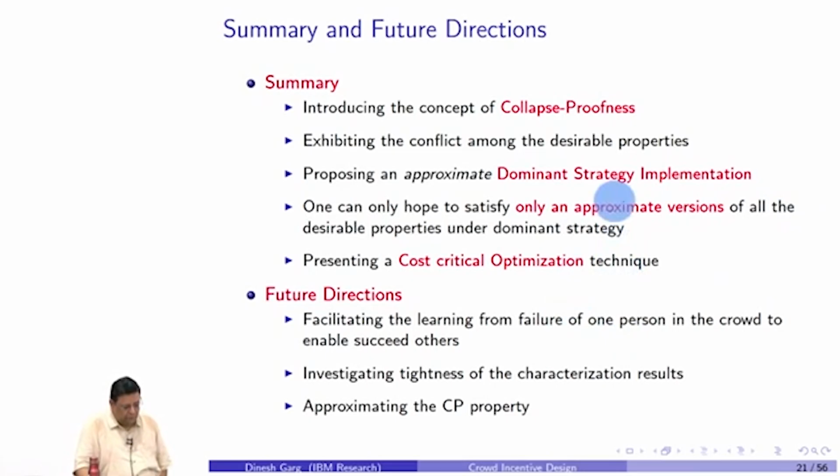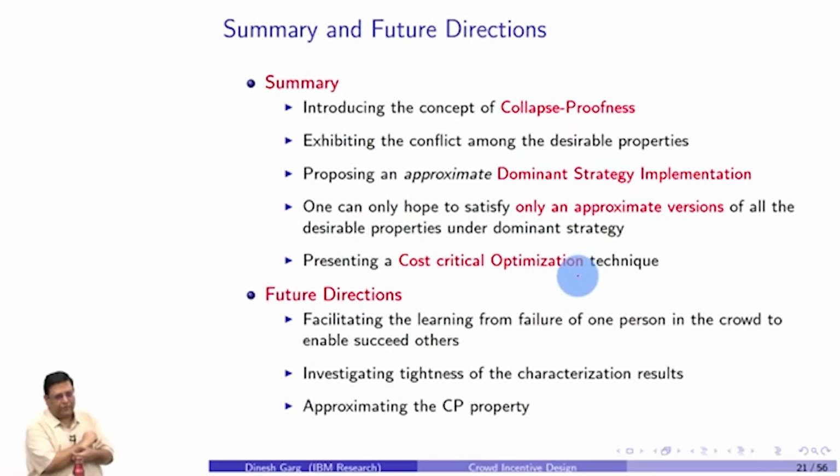And one can only hope to satisfy an approximate version of all these desirable properties under dominant strategy. You cannot hope to satisfy all these goodness properties at the same time, right, in these kinds of incentive mechanisms. And then we also presented a cost-critical optimization technique, for how you get the best possible mechanism. If you are interested, you can also think about how to facilitate learning from the failure of one person in the crowd to enable the success of others.